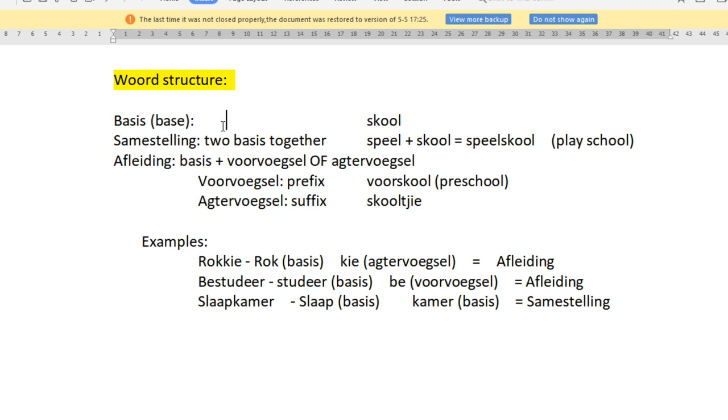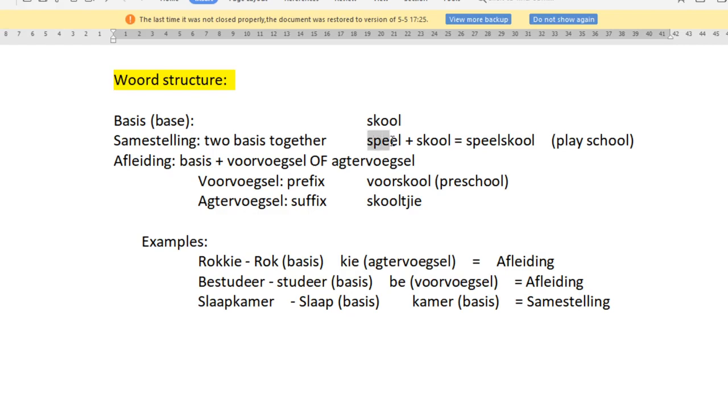Okay, so skool has a meaning. Dit beteken iets. Die basis het ons, skool is die basis. Okay, samestelling. Saam means together. Stel means state. So we're stating two things together to make a new word. Basically this is two bases together.